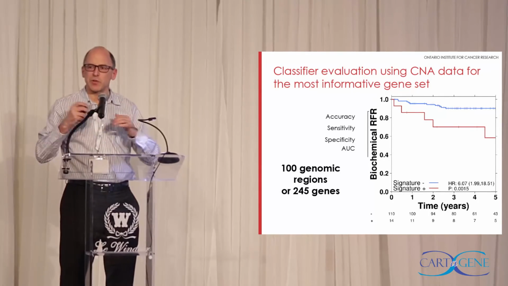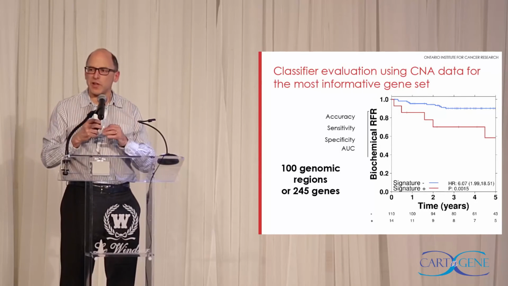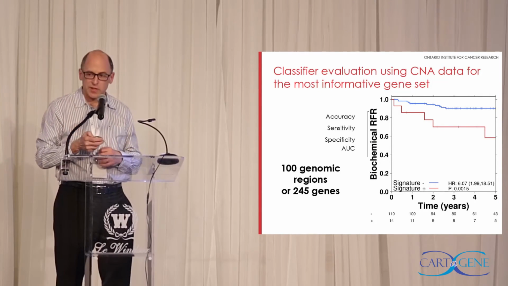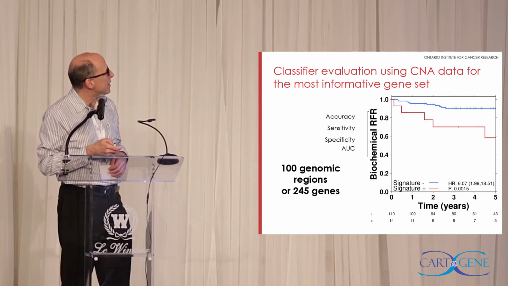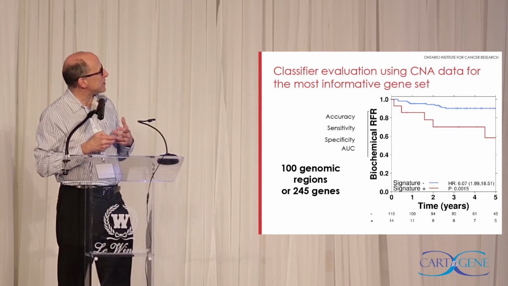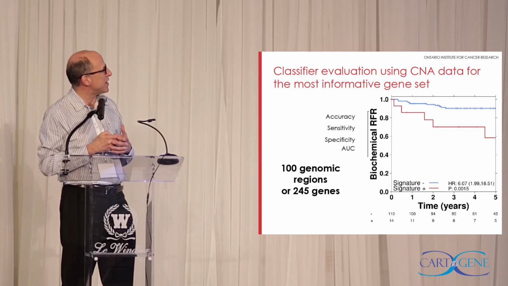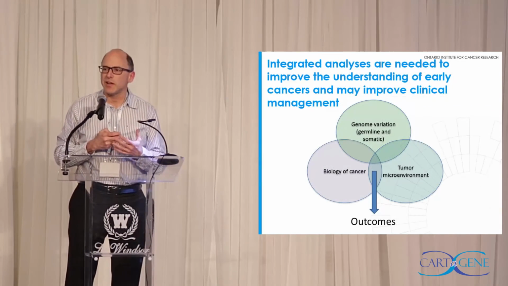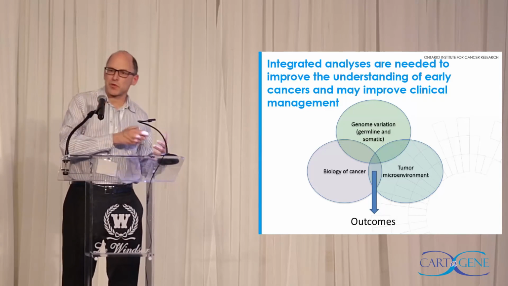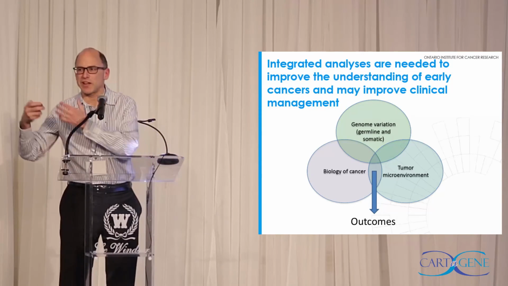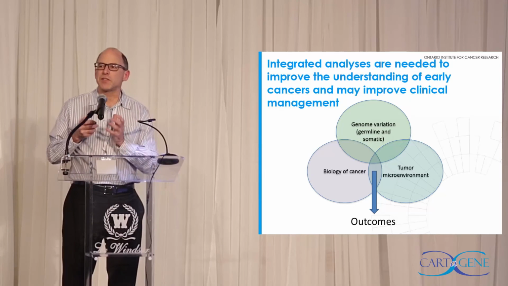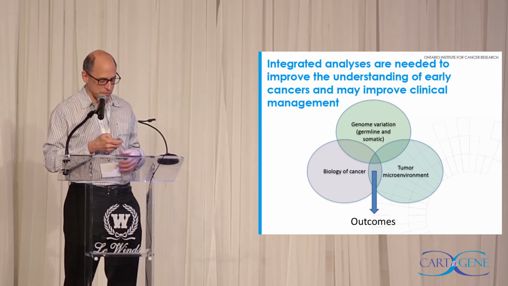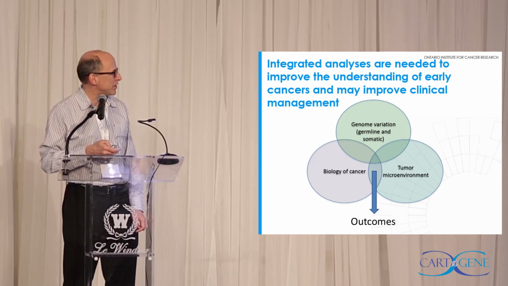And so we are starting to use genomics in early cancers to provide some information that might be clinically important in terms of disease management. So I'm going to stop here. I just want to point out, again, that genome variation, the biology, and the tumor microenvironment are all integrated. It's not metabolomics versus genomics or epigenetics versus immunology. All this information is really important to get the big picture and to put this information, which is important for the patient, in terms of outcomes.